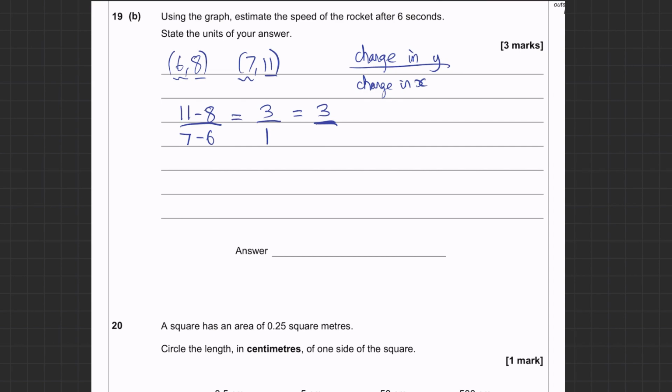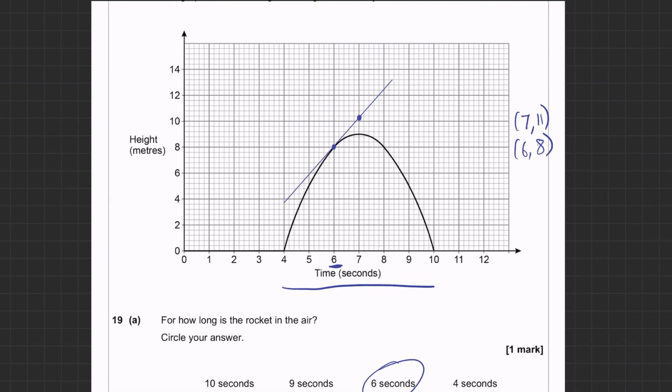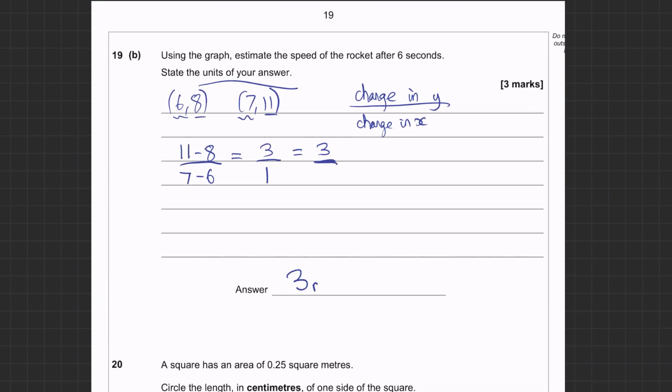We need to state the units of your answer. So if it's 3, it's 3 what? Well, the units in time are seconds and the height is meters. So 3 meters a second. And that's our final answer.